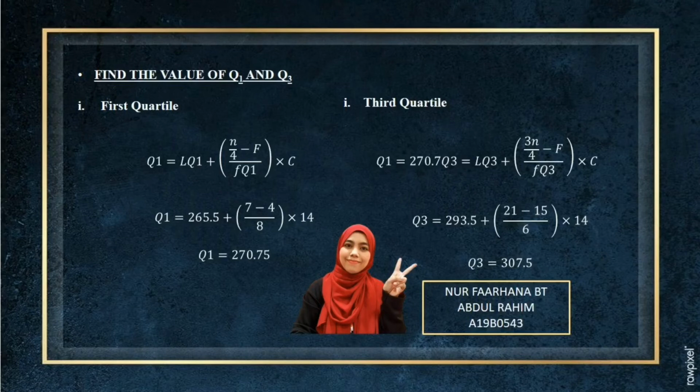To calculate the third quartile, the formula is just like the first quartile. For LQ3, I get it from the class interval 294 to 307. You must take 294 minus 0.5, you get 293.5, plus (21 minus 15) divided by 6 and multiply by 14. You get the 21 and 7 from the locations of Q3 and Q1. After calculating, I get the third quartile is 307.5.